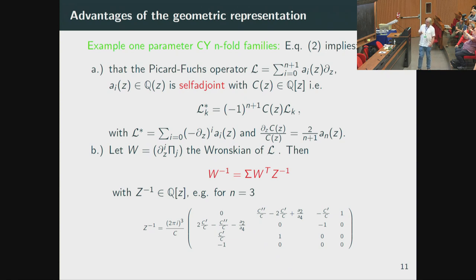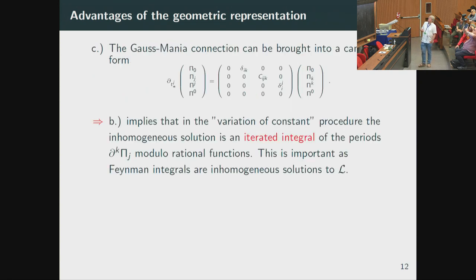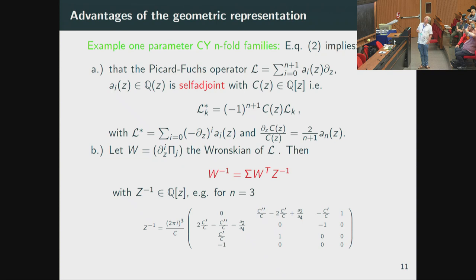One very important second consequence of this holomorphic equation is that the inverse of the Wronskian is actually again linear in the period itself. The Wronskian is of course made of the derivatives of the periods, and if you take the inverse, it has every right to be of high transcendentality, but it's not. It is actually a rational function, times the intersection form, which is just a constant matrix, times the original Wronskian. So it does not raise the transcendentality. And that is very important because, for instance, we have seen these Feynman integrals are actually solutions to the inhomogeneous differential equation.